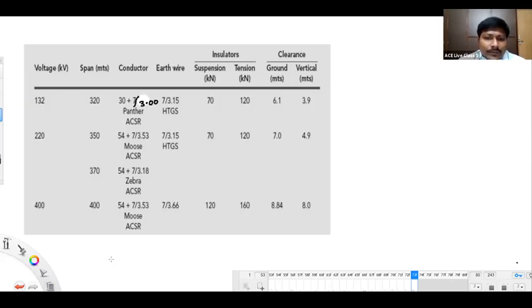N is the number of layers without counting internal strand. Now, why you have considered? I have not counted that number 1 as a layer. Look here, these names of the conductors, how they have given. One is a panther. Next one is moose, zebra. What are these names actually? This panther, moose, zebra, these are animal names. Okay.